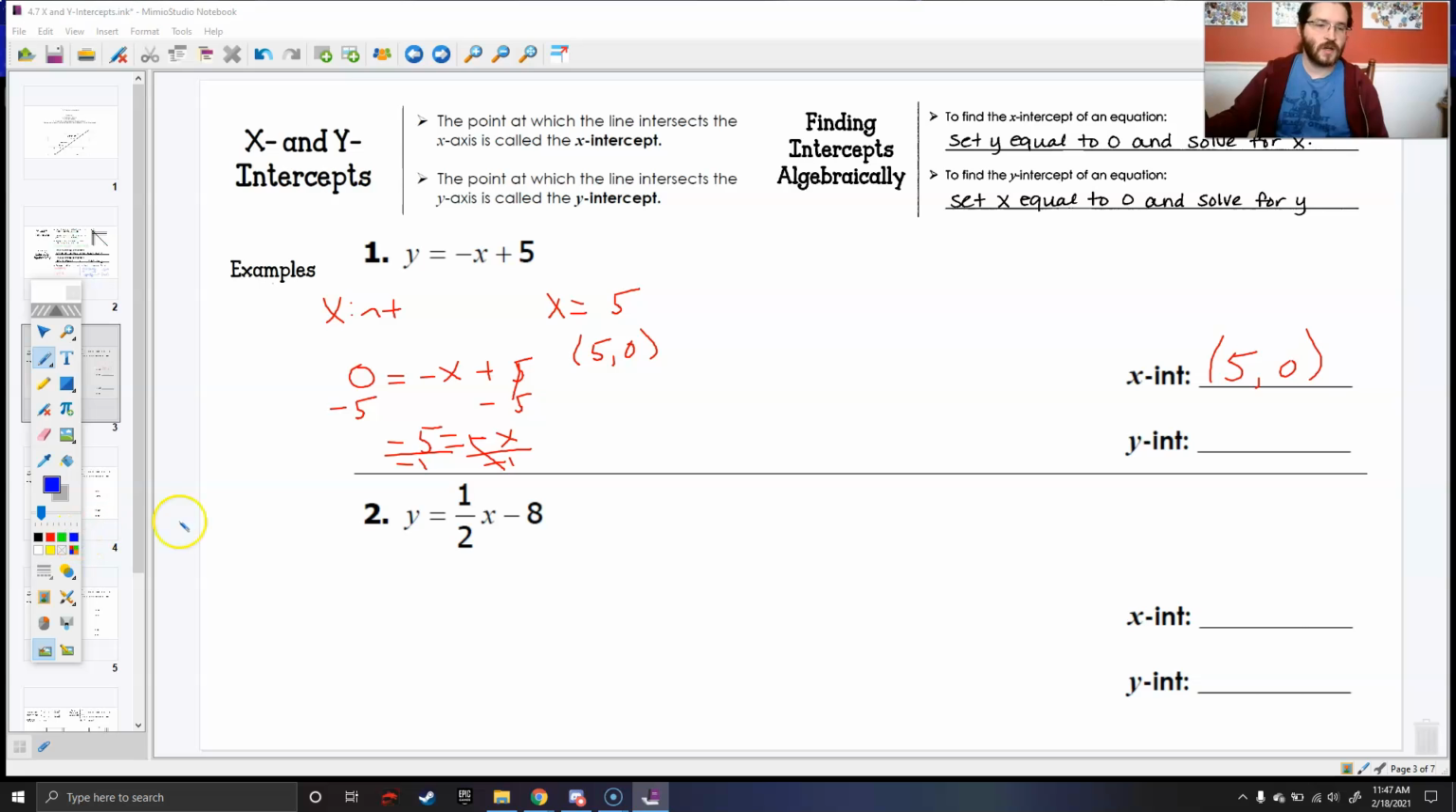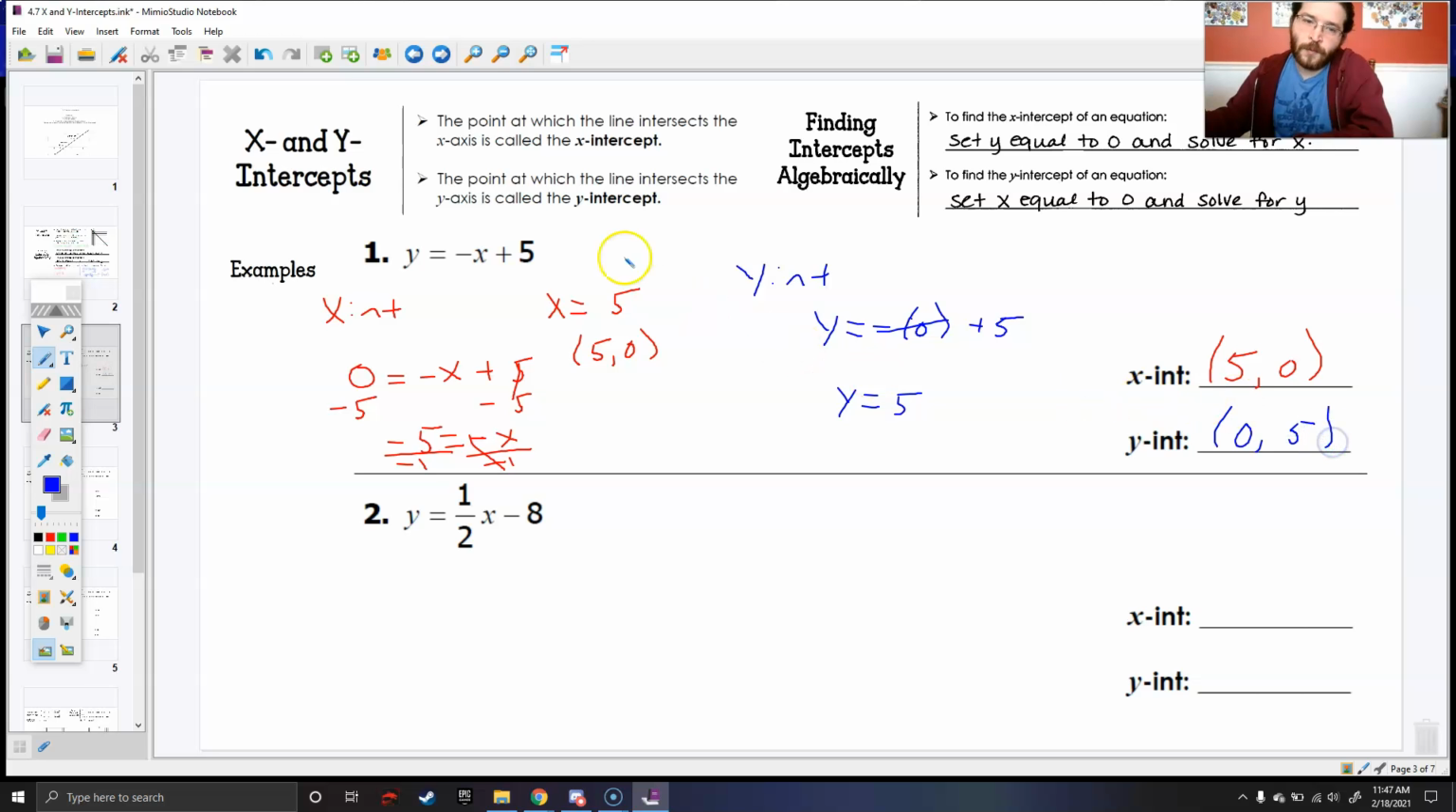All right, let's change color for the y. All right, so we're going to have y equals negative 0, which is going to cancel out, remember, plus 5, so y equals 5. Again, whenever it's in slope-intercept form, the y-intercept is super easy.